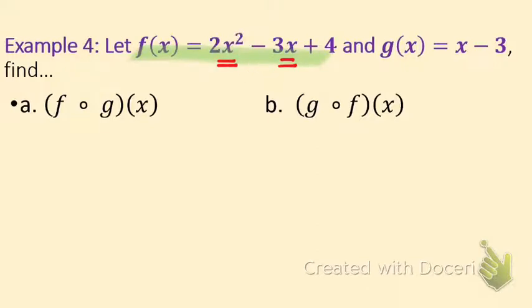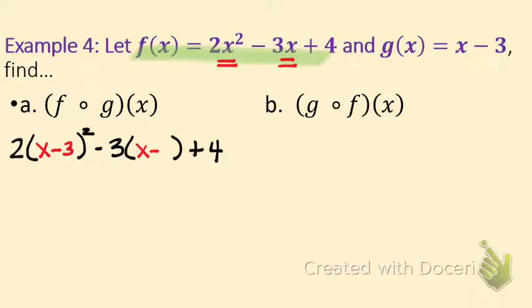So for my f function, it would be 2 parentheses squared, because it's 2x squared, minus 3x plus 4. Now, inside of the parentheses, put your g. And we have to do order of operations. So the first thing you're going to do is figure out what this is. Figure out what x minus 3 squared is.